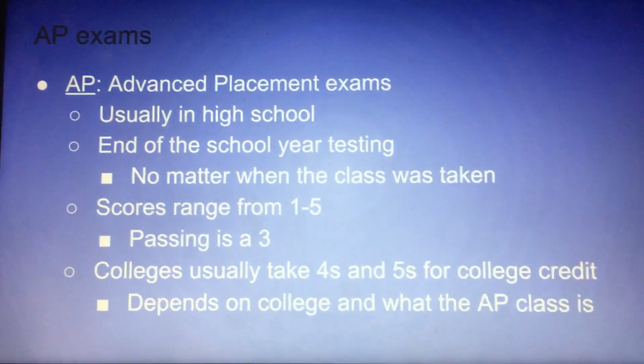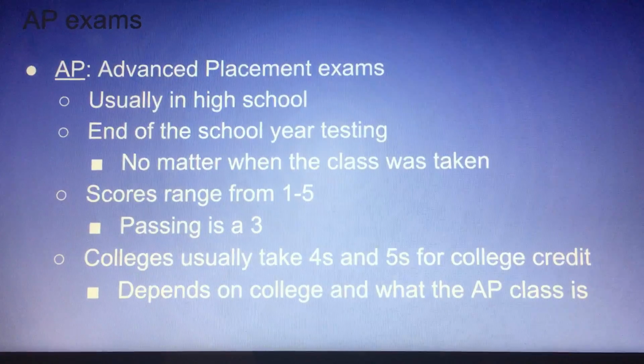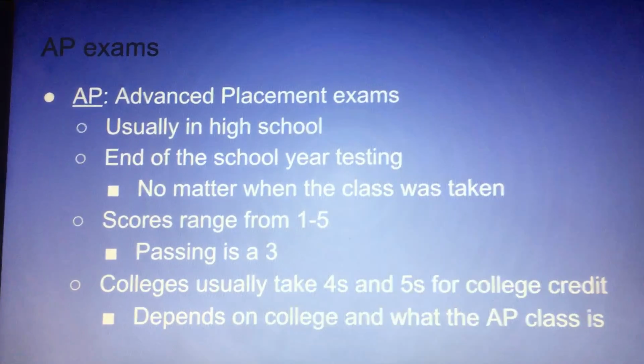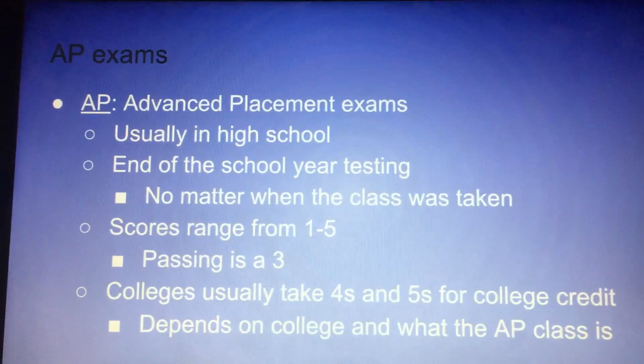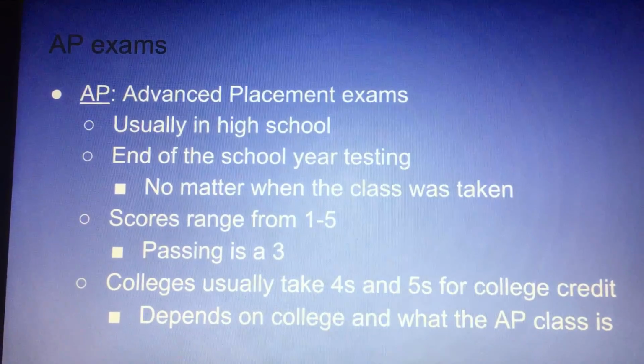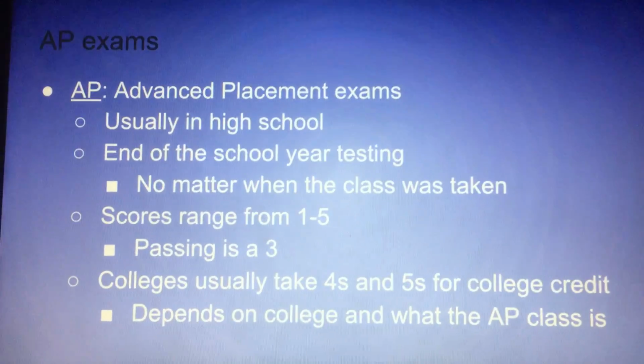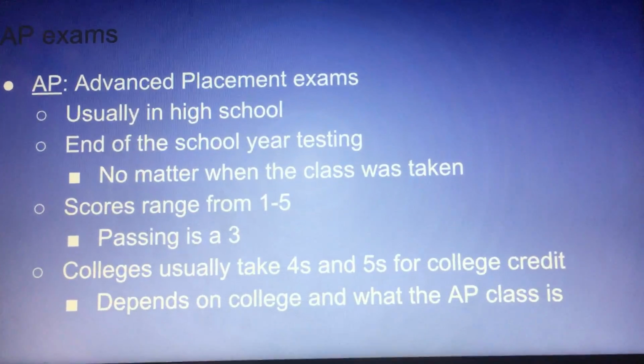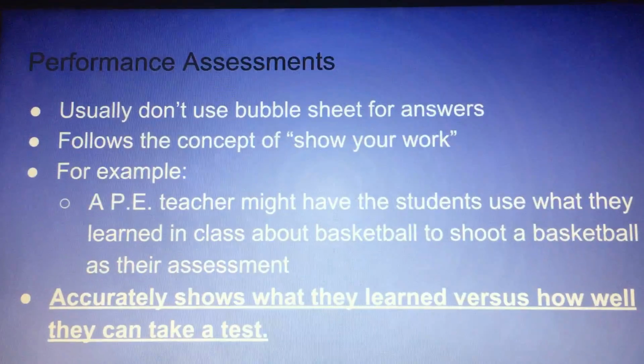Colleges usually take 4 or 5 for college credit, but it depends on the college and what the AP class is. So like at Appalachian State, they don't take any 3s unless it's in a foreign language, or I think it's like an AP computer science class. Everything else has to be a 4 or a 5 for App to take it for college credit.